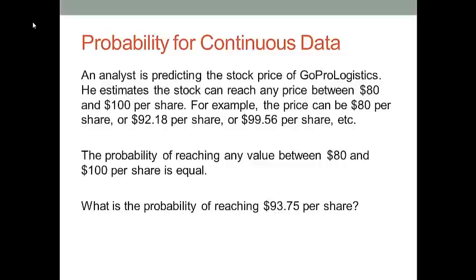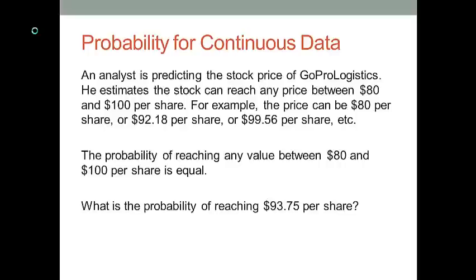Yes, we can. Suppose the analyst is predicting the stock price again. This time, he believes that the stock price can be any value between $80 and $100 per share. For instance, it can be $90 per share, or $92.56 per share, and so on. All these values are continuous data. In the future, if we create a probability distribution for continuous data, we call it continuous probability distribution.